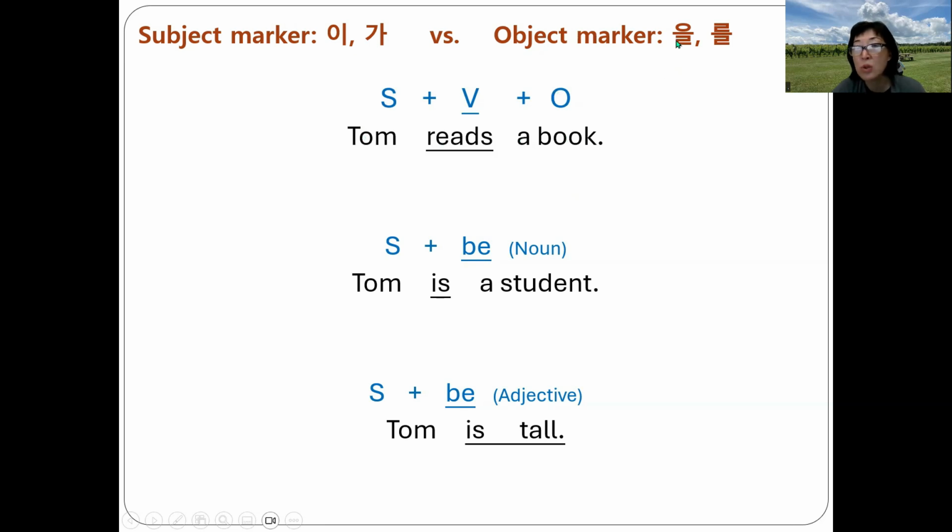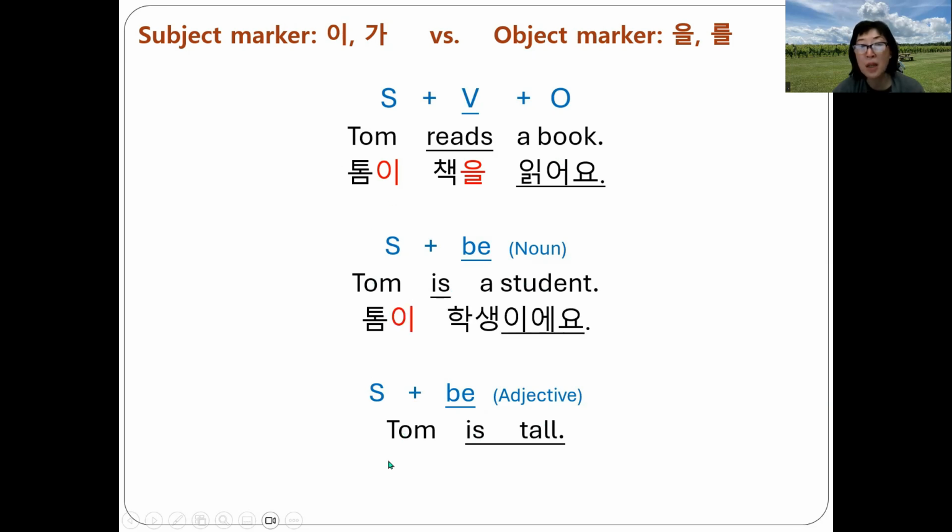And then, as you know, the verb is usually placed at the end of the sentence in Korean sentence structure. So, 탐이 책을 읽어요. If you say Tom is, to be copula verb and noun, or to be copula verb and adjective, there is no object. And then Tom is a subject. So same as the first one. 탐이, this one is a student, 학생이에요. Is tall, 커요. Even though in English it's be adjective, in Korean we have a one-word adjective, right? 크다 and 커요.